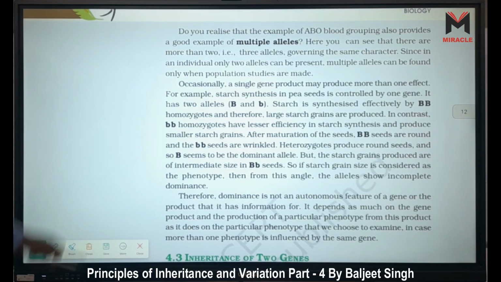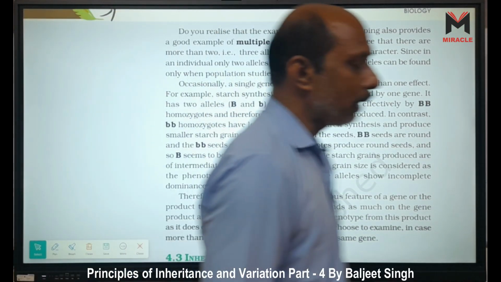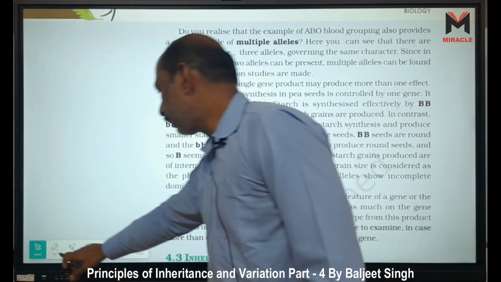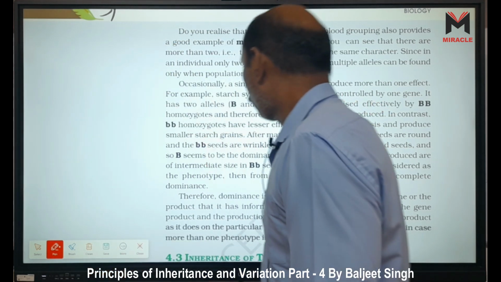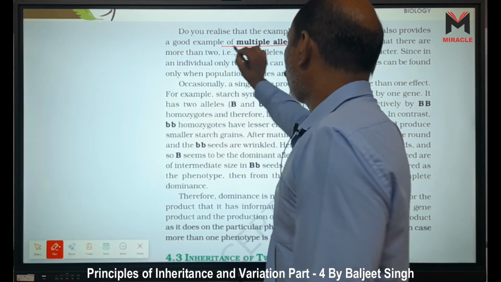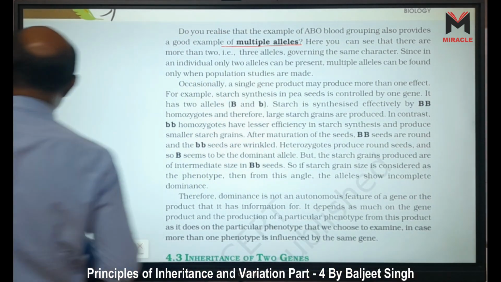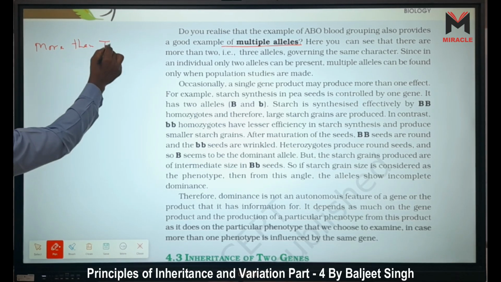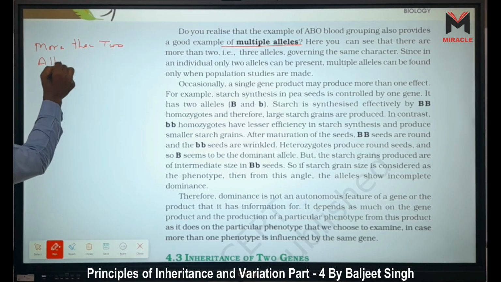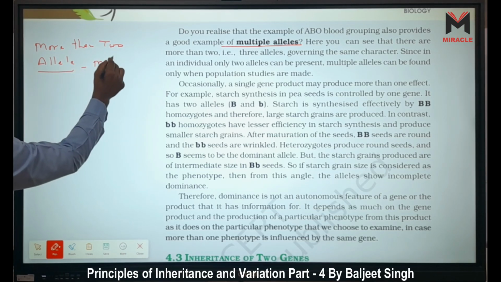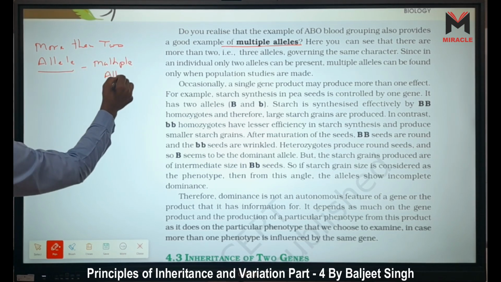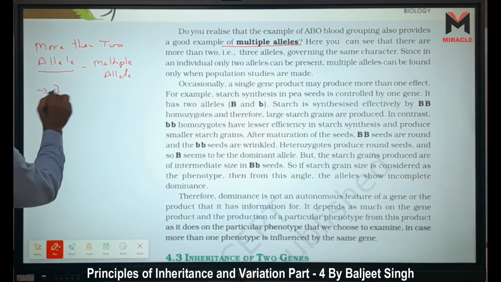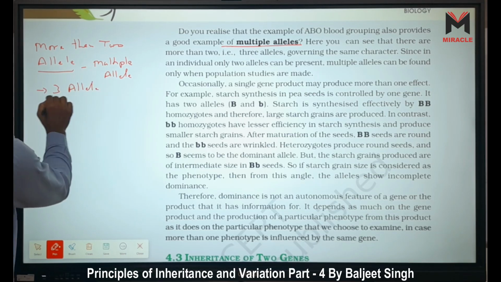Do you realize that the example of ABO blood grouping also provides a good example of multiple alleles? Why multiple alleles? Because more than 2 alleles are found here. That is called multiple allele. And more than 2 means how many alleles are there? 3 alleles are present.